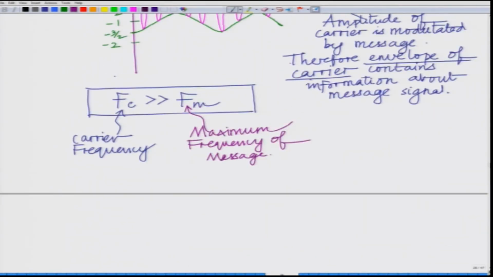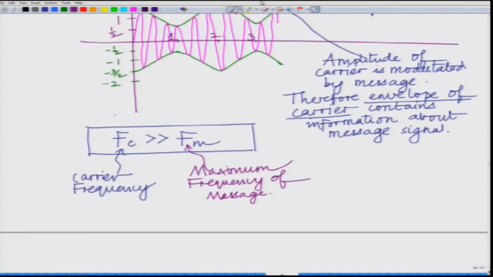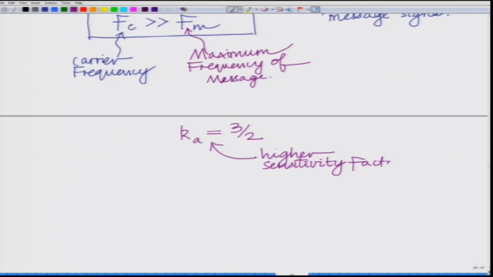Now, another important implicit assumption here is the following. Let us consider another example by choosing the same system, but now choosing Ka equals 3 by 2, that is a higher sensitivity factor, previously Ka equals half.